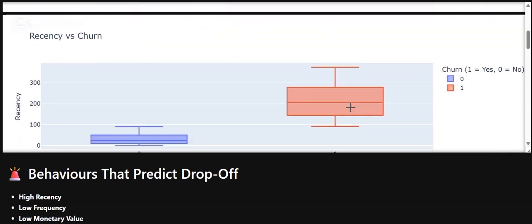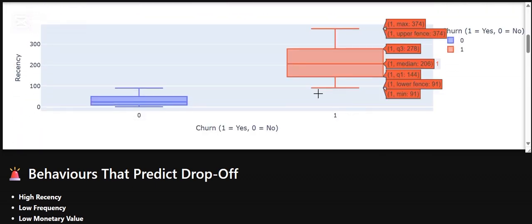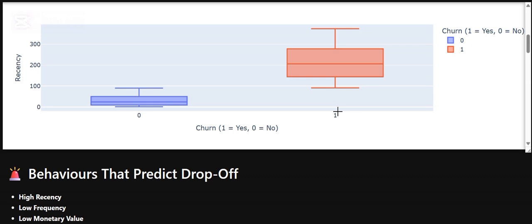The very first one is recency. For this, the visual we can see here is a box plot. Box plots are mostly used for numerical values, and I feel it is the best for this situation because you are dealing with numbers. Here, zero means they are not going to churn, and 1 means they are going to churn, that is, they are going to leave. You can see that the range for people who are going to leave is wider than for those who are going to stay.